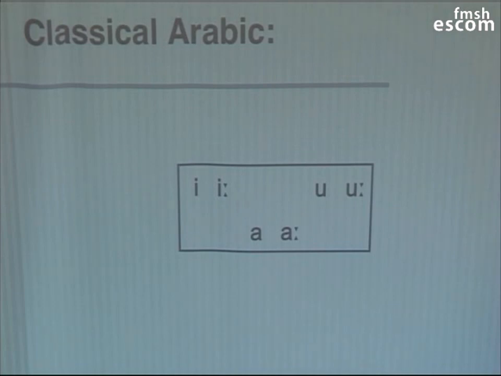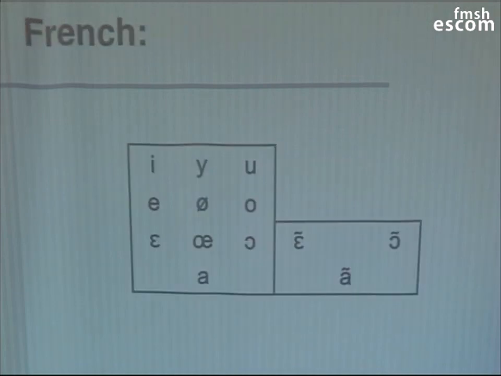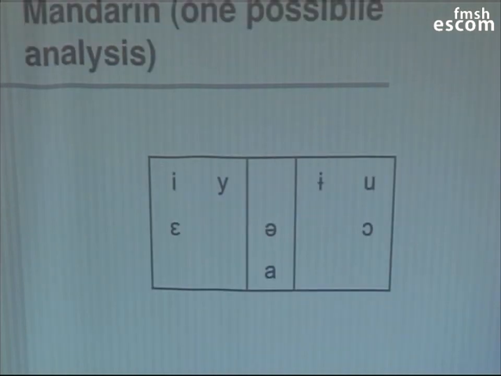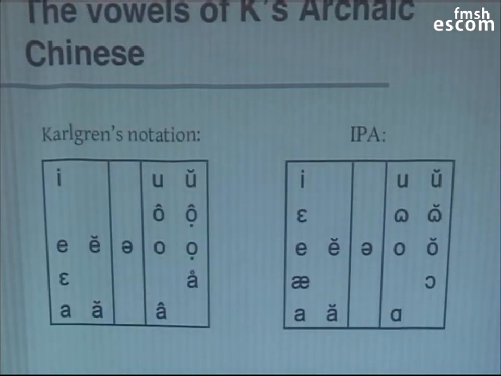Classical Arabic, three vowels, long and short. French is a little bit more complicated, but basically it still has a kind of structure, with nasalized vowels and so forth. One possible analysis of modern Mandarin would be something like this, with this vowel system. I won't try to argue for it, but that would be one way of doing it.